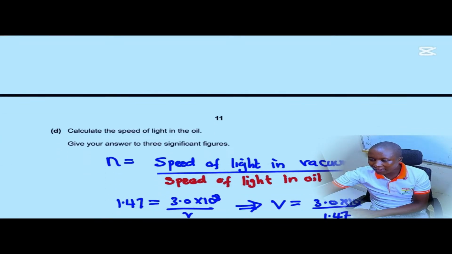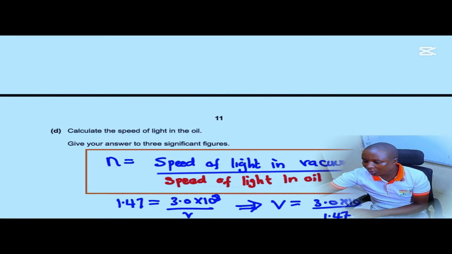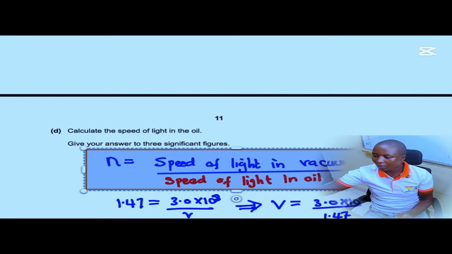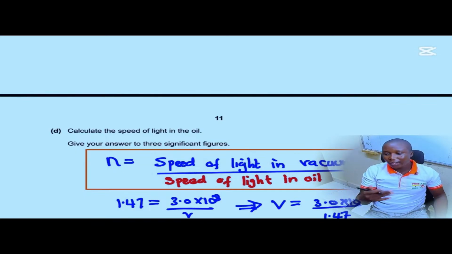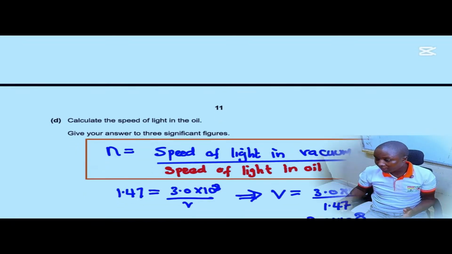Calculate the speed of light in oil. Here, the examiner is testing: do you know that refractive index is also calculated by this formula, the speed of light in a vacuum over the speed of light in oil or any material? So that's what the examiner was testing.